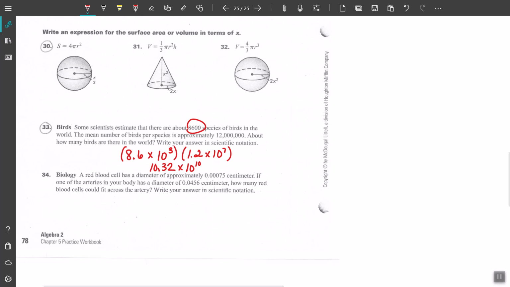Again, 10.32 is not in scientific notation, so we're going to rewrite that into scientific notation. And we'll do that by moving that decimal place over one space, and then we have to say times 10 to the first. And then don't forget about that 10 to the 10th that was there. So final answer, 1.032 times 10 to the 11th birds.